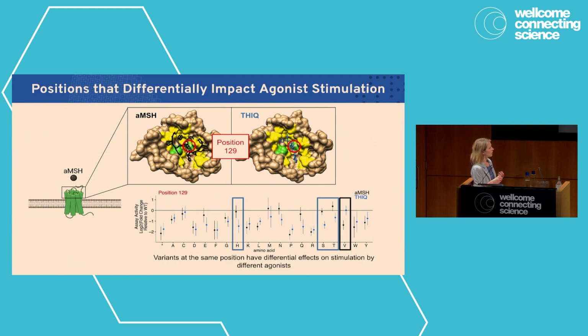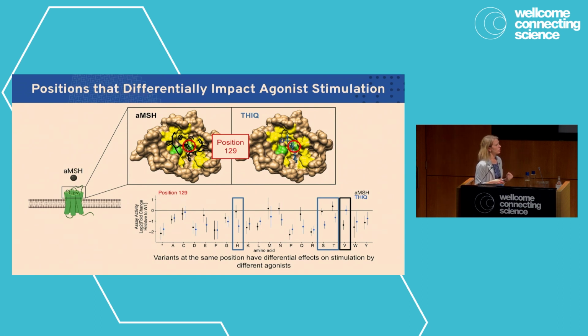But what's really interesting is that there's a handful of variants that actually have different effects depending upon which agonist you use. So for example, if you have an H, an S, or a T at this position, it negatively impacts the signaling of the protein, but only if it's stimulated with THIQ as the agonist, whereas there's no effect from alpha-MSH stimulation. And if you have a valine at this position, you get the opposite effect, that alpha-MSH activation is affected, whereas THIQ's activation isn't affected at all.